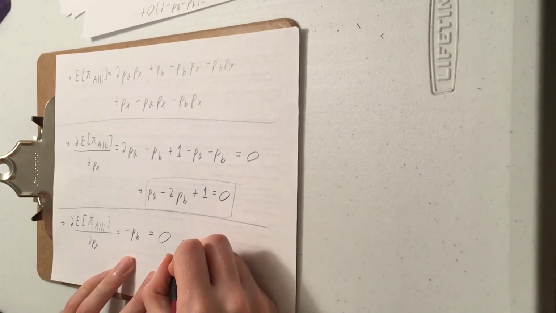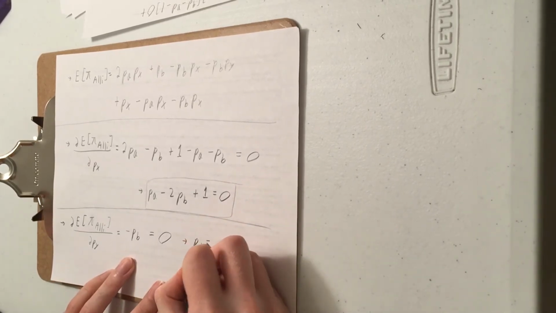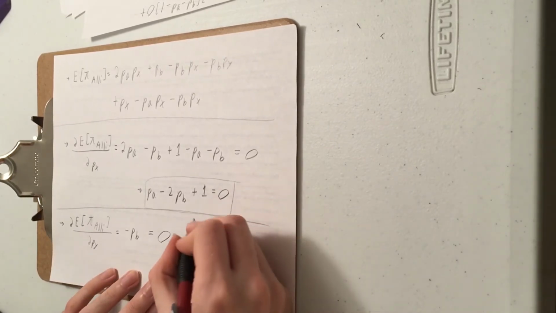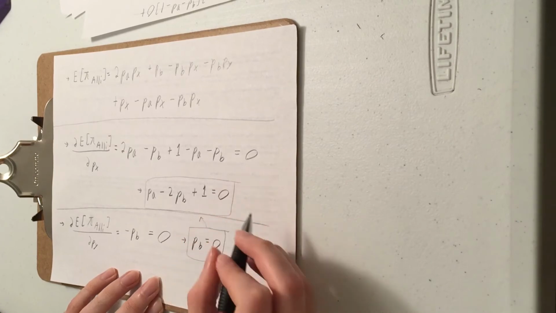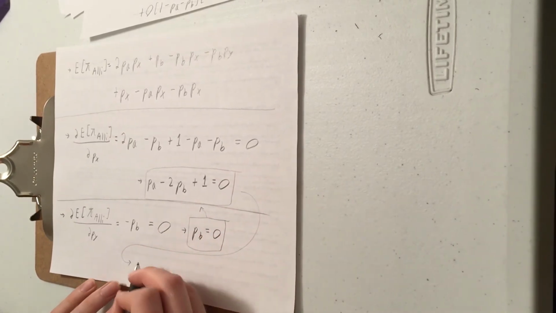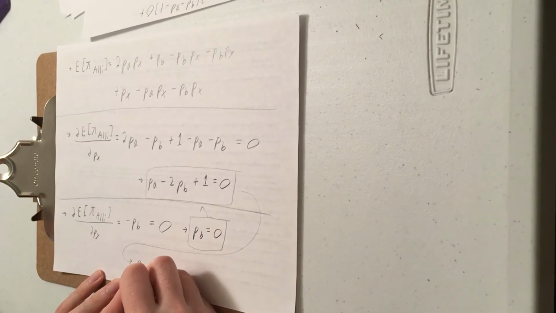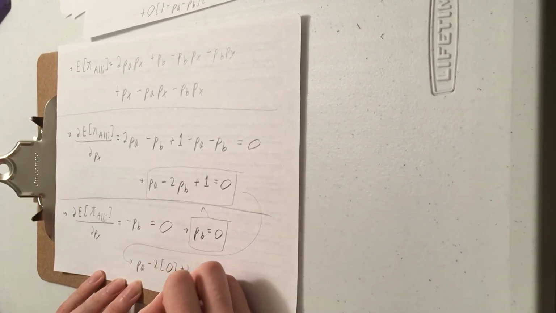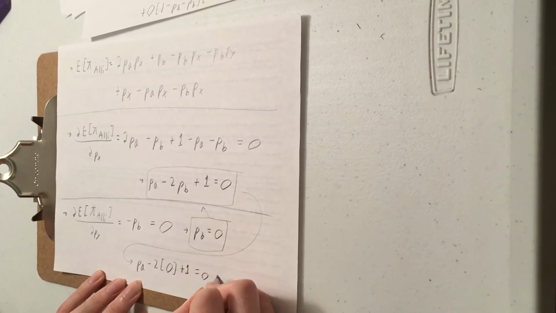So what does that give you? So minus PB equals 0. That means that PB is 0. You can then plug that in over here. What does that give you? Well, we have PA minus 2 times PB, but PB is 0, plus 1 equals 0.